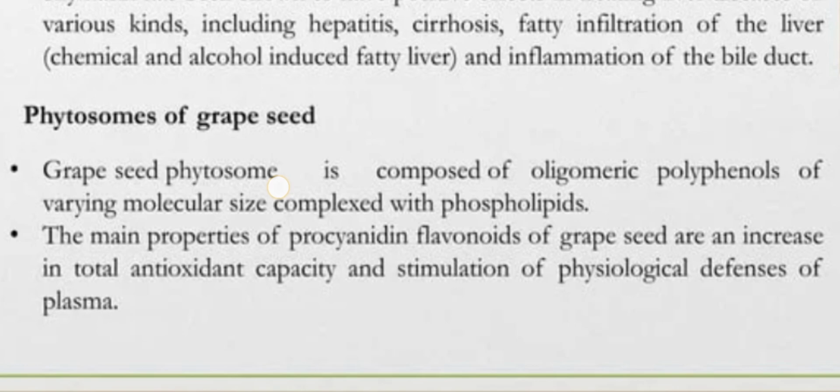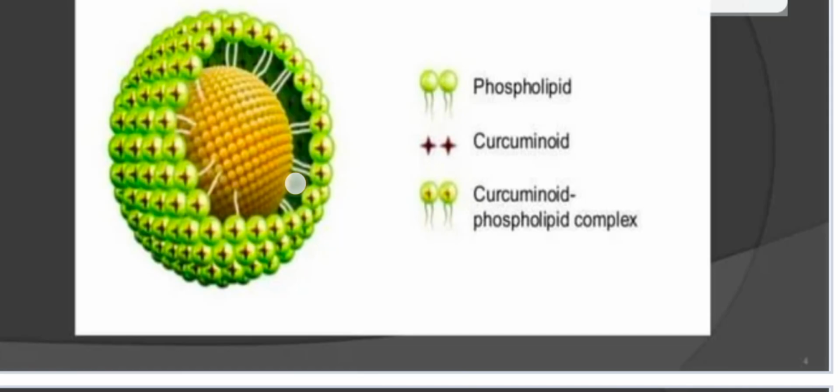So this is the structure of phytosome. The phytosome will look like this. They have clearly mentioned the structure: phospholipid, then curcuminoid phospholipid complex. Curcuminoid is obtained from Curcuma longa belonging to the Zingiberaceae family. So phytosomes of turmeric.